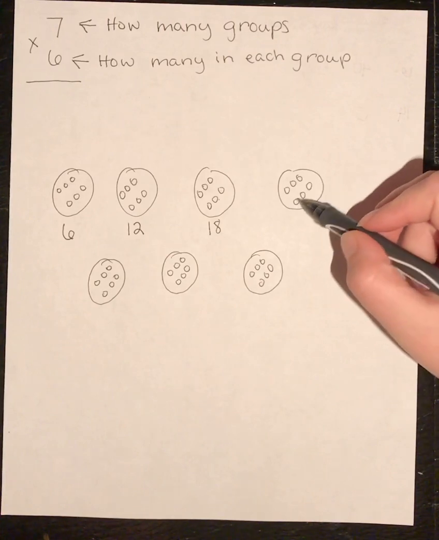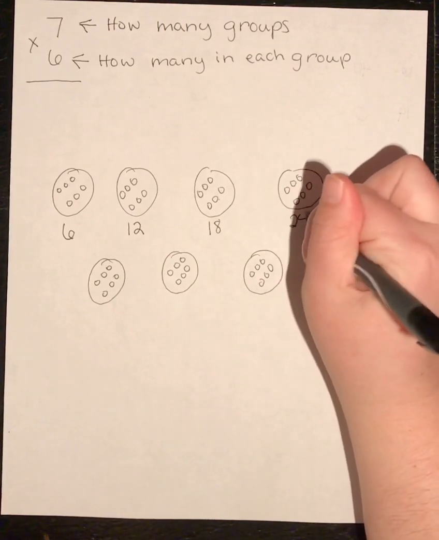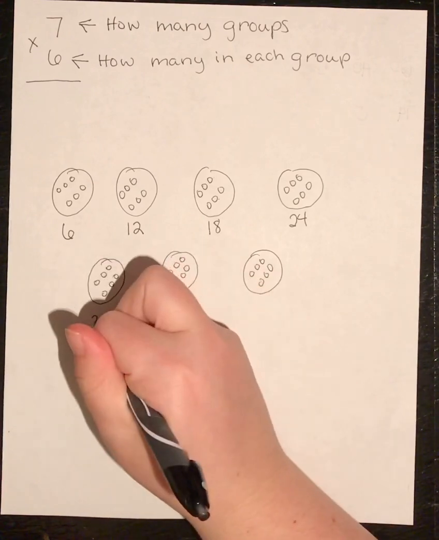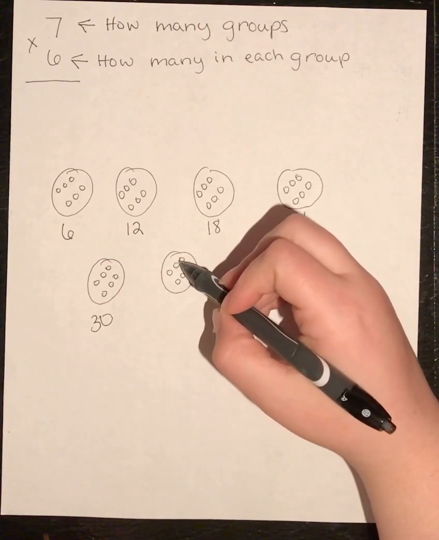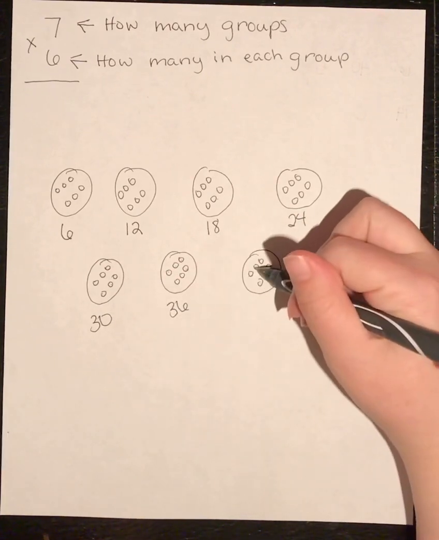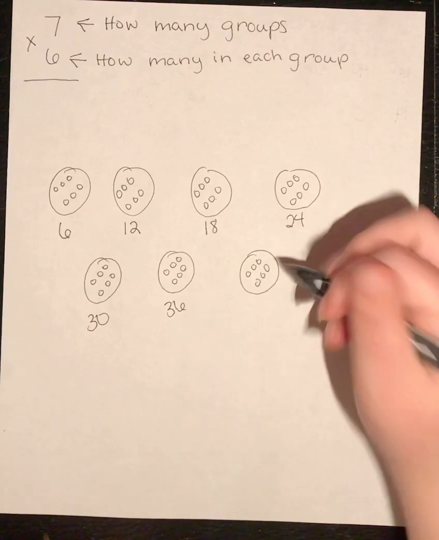19, 20, 21, 22, 23, 24, 25, 26, 27, 28, 29, 30, 31, 32, 33, 34, 35, 36, 37, 38, 39, 40, 41, 42.